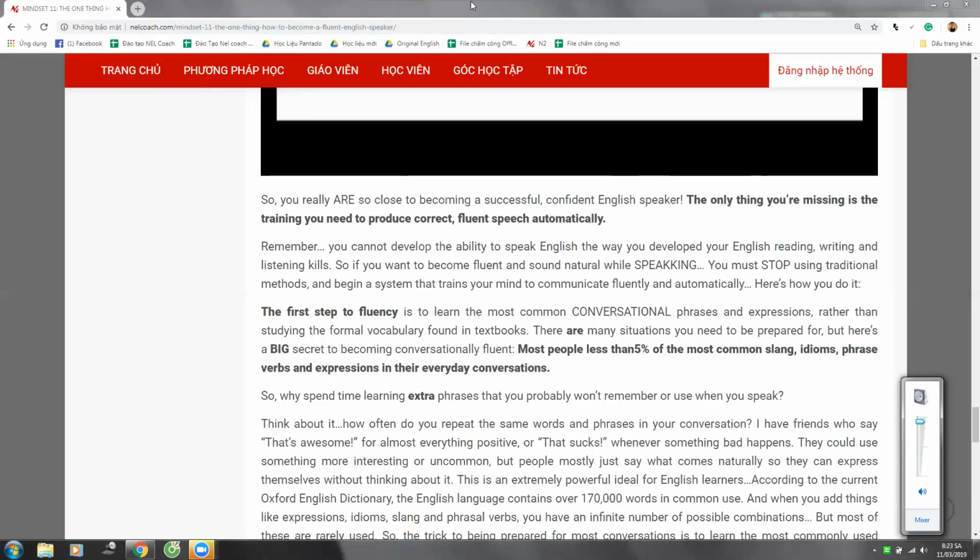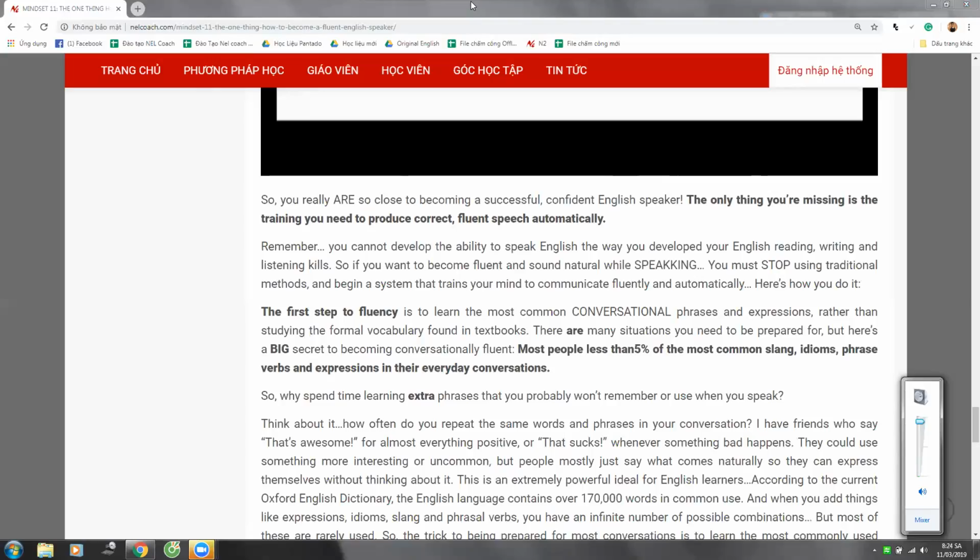And do you often learn phrasal verbs, expressions, slang, and idioms in English? Sometimes, not very often. Okay. And what is the second step? So keep moving. The second step.